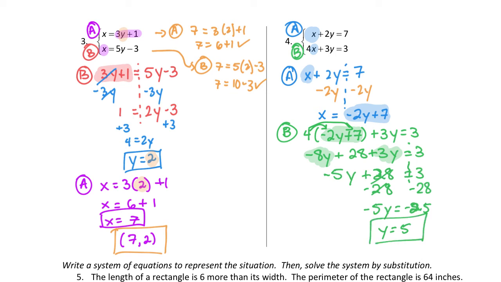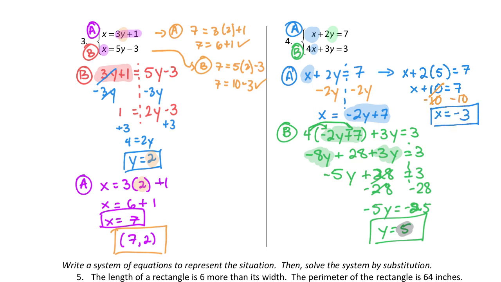Now I still need to go back. This y equals 5, and I'm going to substitute it for the y that's in equation A. So since I got y from equation B, I need to substitute it back into equation A. I'm going to do that right here. I've got x plus 2 times 5 from what we found below equals 7. x plus 10 equals 7. Subtract that 10 from both sides, and we've got x equals negative 3.